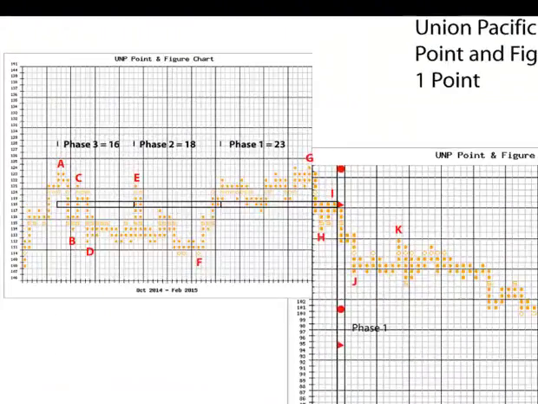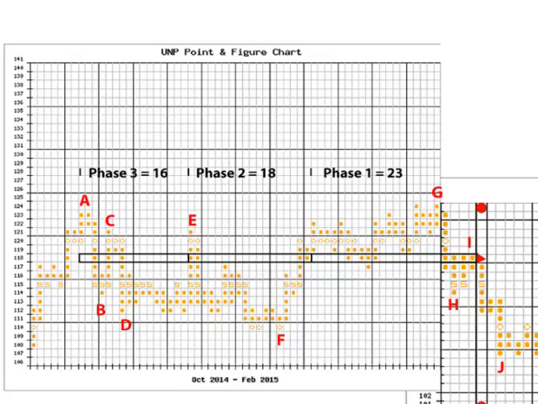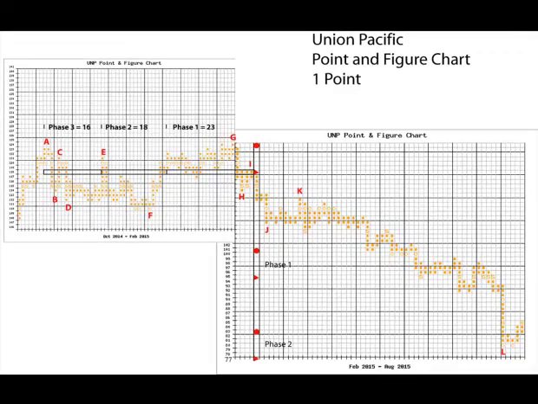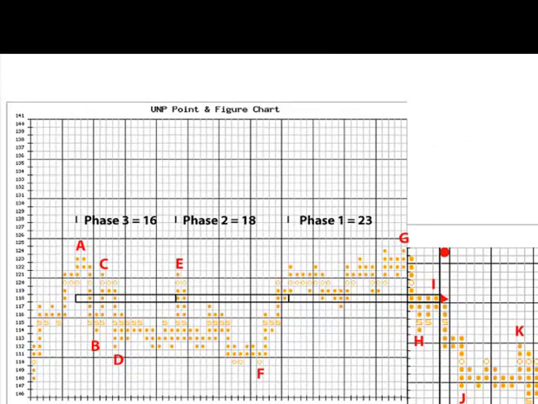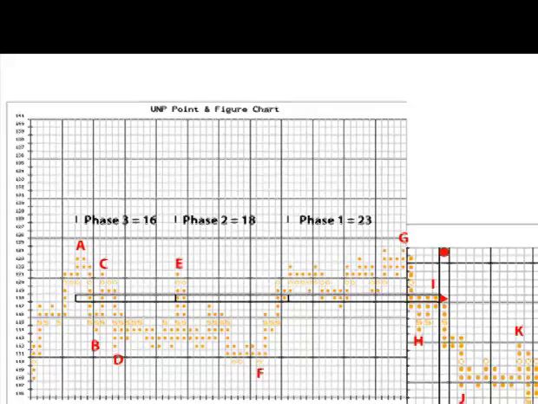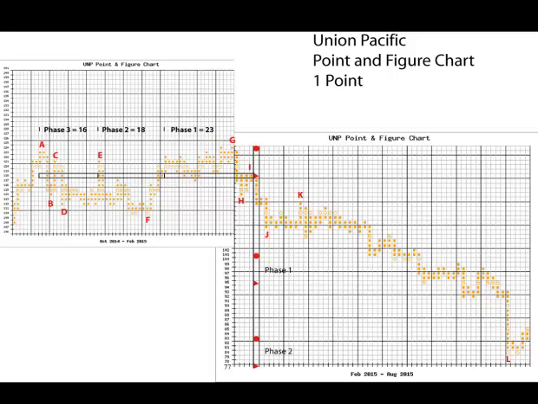The count is also made up of 3 phases. As you can see, Union Pacific reacted through Phase 1 all the way down to point L. To obtain the Phase 2 objective, simply add the Phase 1 count to the Phase 2 count. This gives us a total count of 41 points for an objective of between $83 and $77 per share. At point L, Union Pacific reached $79.31. There was climactic action at point L, which suggested position should be closed and profits taken.